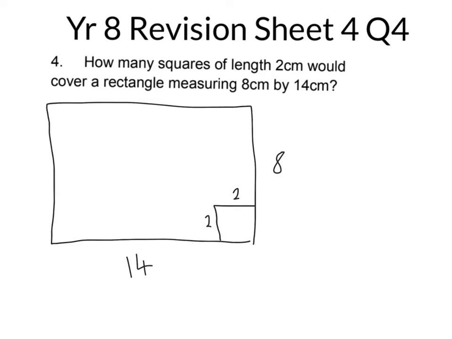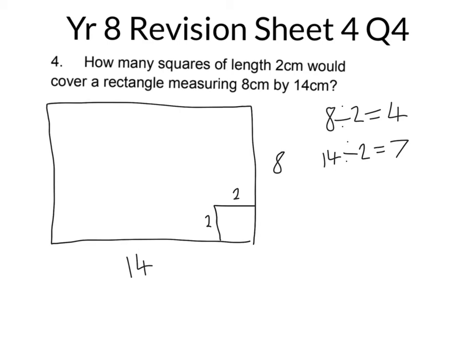So to find out how many squares there would be overall, you could figure out how many would fit up the side, how many 2's go into 8, so 8 divided by 2 is 4, and then how many squares would fit along the bottom, how many times does 2 fit into 14, so 14 divided by 2 equals 7.